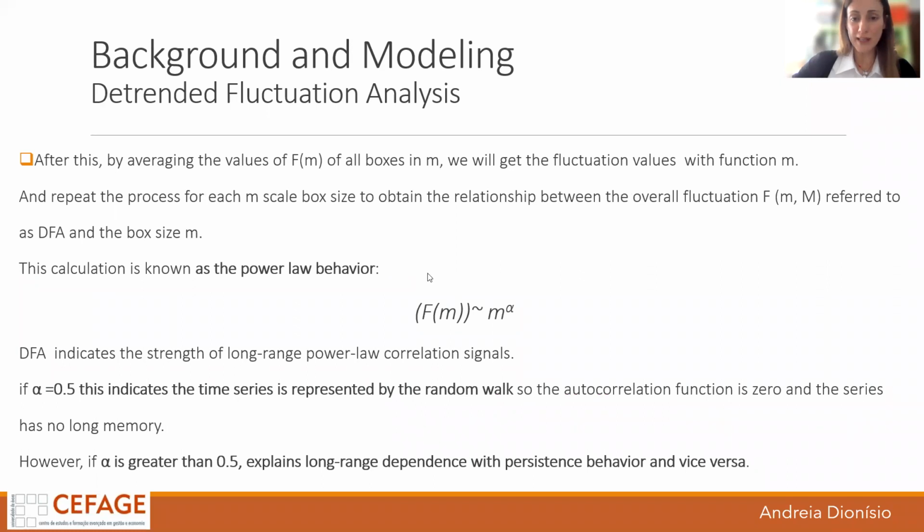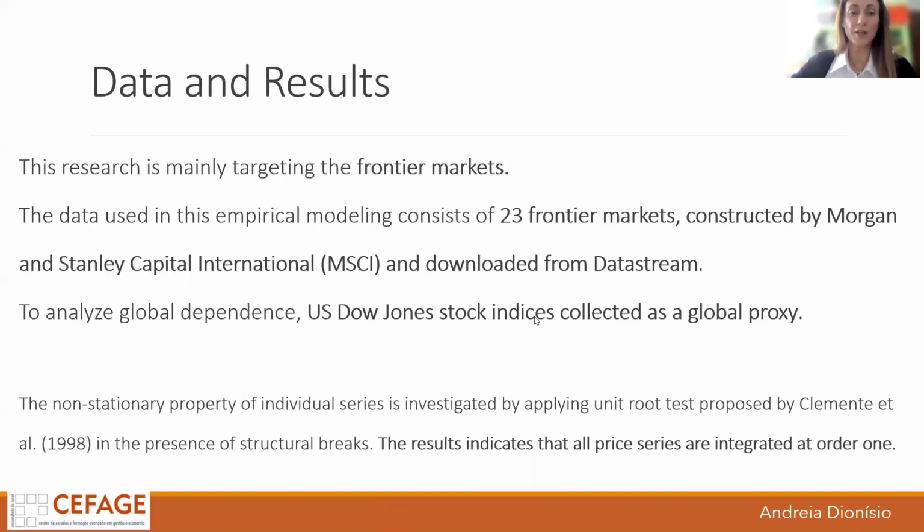The main goal is to estimate this exponent alpha, and this exponent alpha will indicate the level of long-range dependence. So when alpha is equal to 0.5, we must conclude that we have a random walk. So the autocorrelation function is null, and the series has no memory. If it's greater than 0.5, we have long-range dependence with persistent behavior. If it's smaller than 0.5, we have long-range dependence, but with anti-persistent behavior. So this alpha will somehow complement the analysis with the mutual information approach that we will use here.